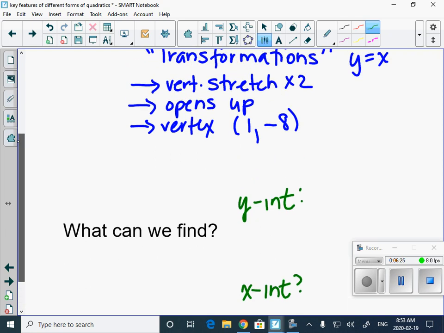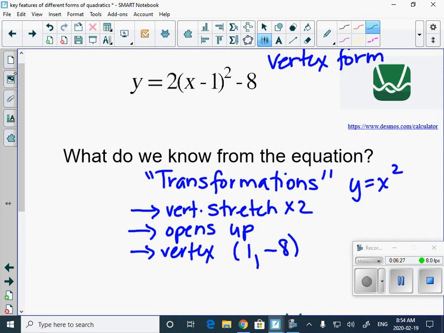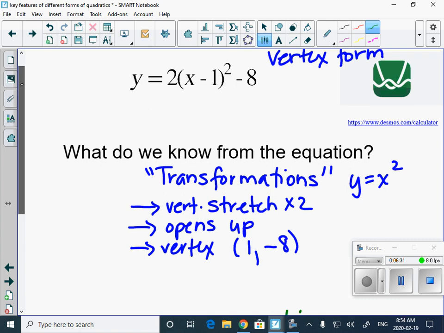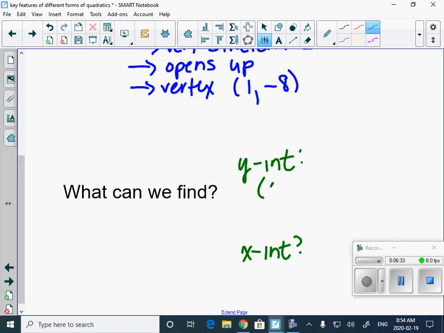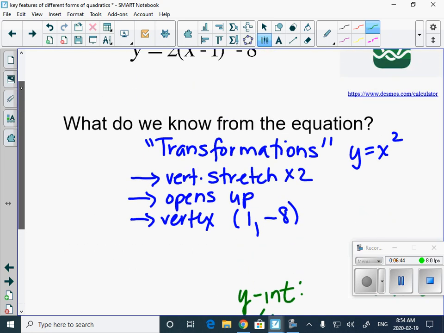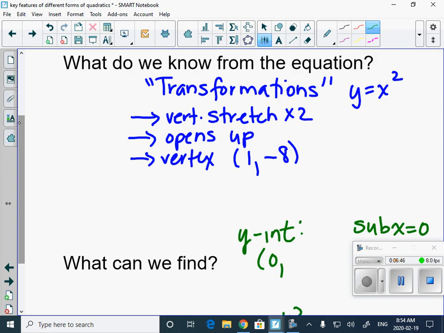Okay. Last time when we were looking for the y-intercept from an equation, we said, gosh, a y-intercept always has an x value of 0. So if I substitute x equals 0 into the equation, I should be able to find the y-intercept. This one is a tad uglier, but not a lot. y equals 2(0 minus 1) squared minus 8.